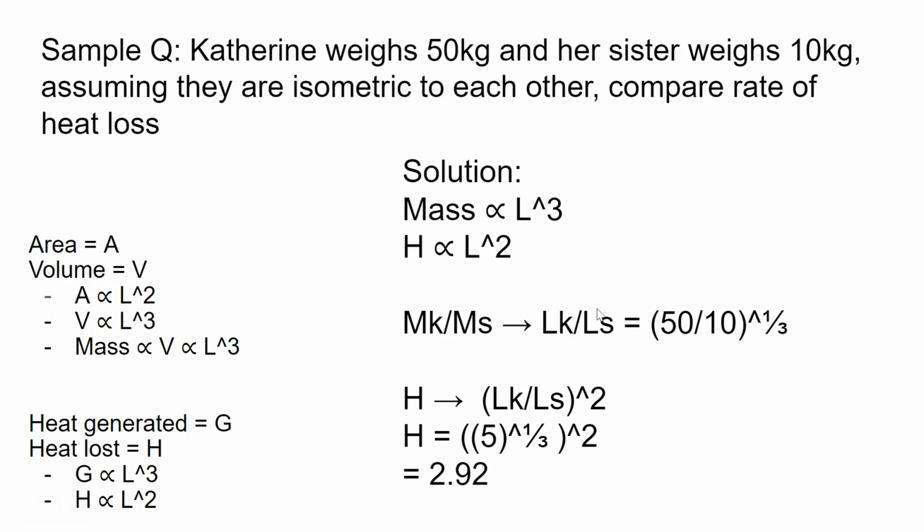So Catherine weighs 50 kilograms and her sister weighs 10 kilograms. Assuming they are isometric to each other, compare the rate of heat loss.